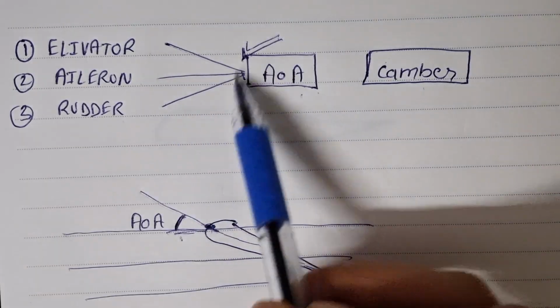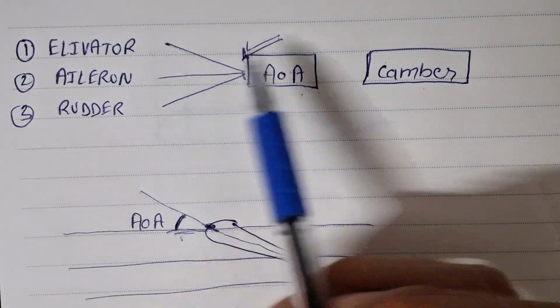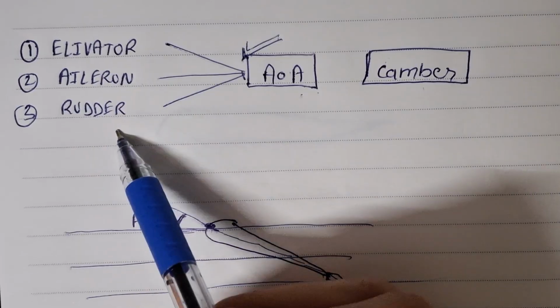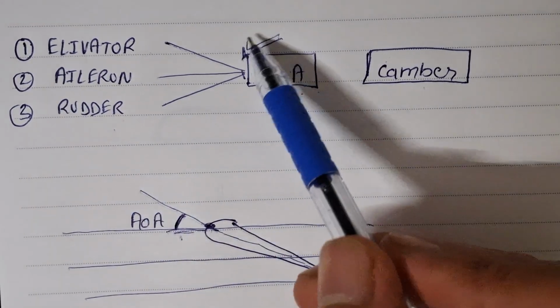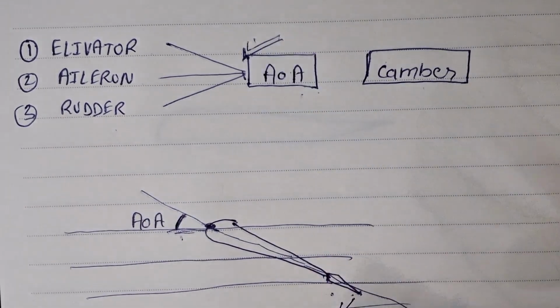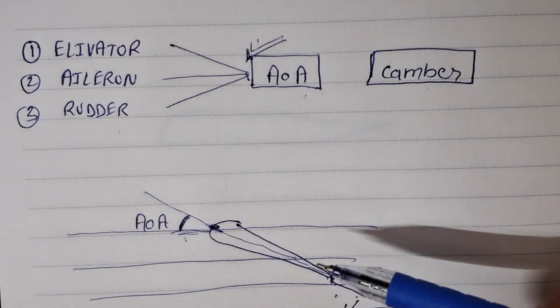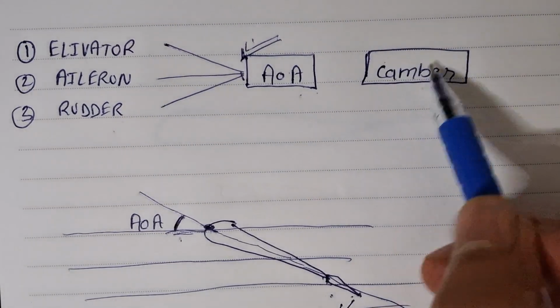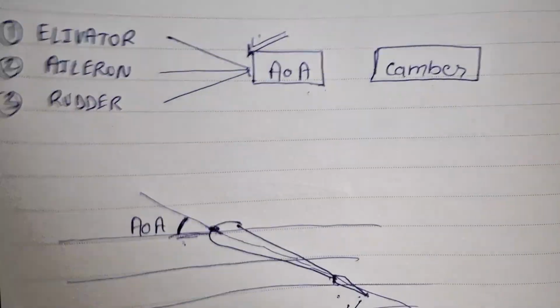We have seen how the angle of attack is changing when we move the control surface, right? For all of these surfaces, it will be the same, right? The angle of attack is increasing or decreasing depending on in which direction the control surface moves, right? Now, how is the camber changing? So let's see what is the camber first of all.